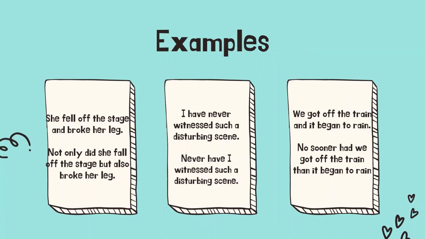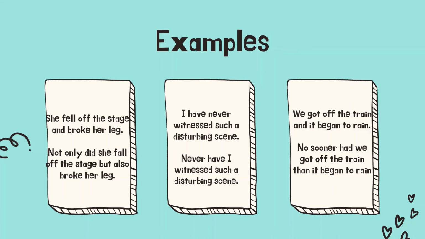Okay, in the last example we have the sentence, we got off the train and it began to rain. For this sentence we're gonna use an adverb that shows that one thing happened immediately after another thing. So we're gonna use no sooner. Usually this adverb is used with the past perfect and also followed by than.